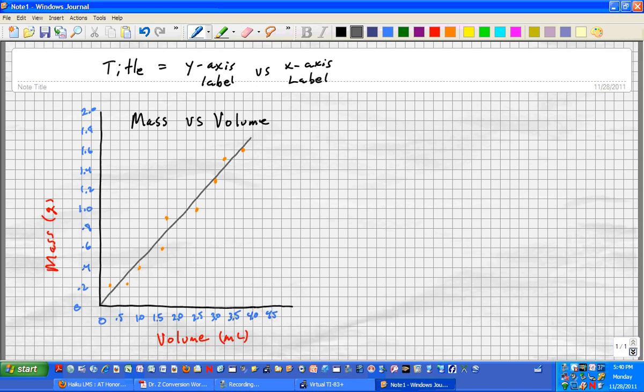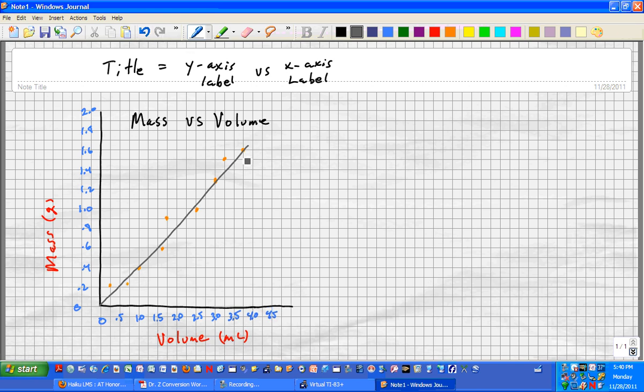My goal is to get as many points above the line as below the line. So I got 1, 2, 3 above. I've got 1, 2, 3, 4, 5, 6 below. And I might try to shift that down just a little bit. In fact, let me do that. I want to shift this down just a little bit. That might be just a little better.